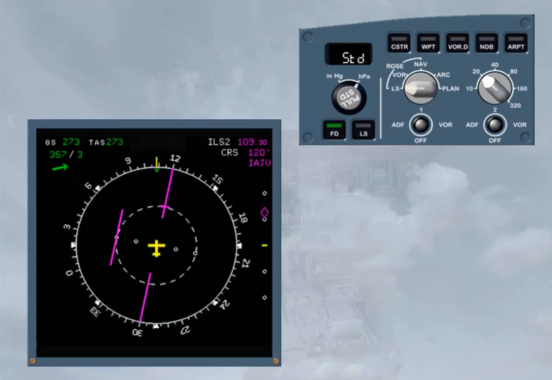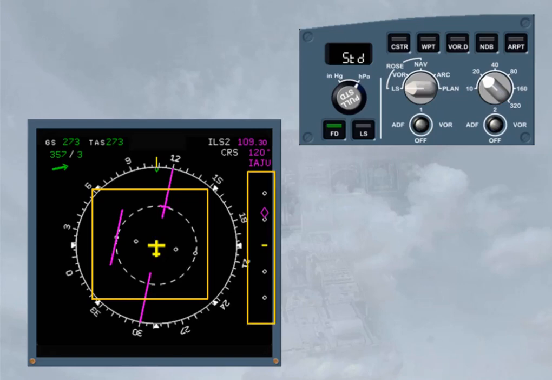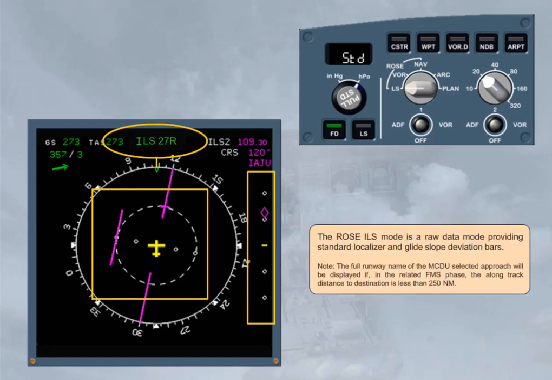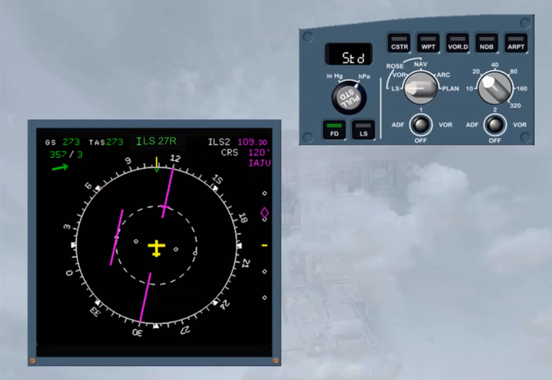The ROSE ILS mode is a raw data mode, providing standard localizer and glide slope deviation bars. Note, the full runway name of the MCDU selected approach will be displayed if, in the related FMS phase, the along track distance to destination is less than 250 nautical miles. Other information is displayed to assist you: an ILS course pointer, ILS information.